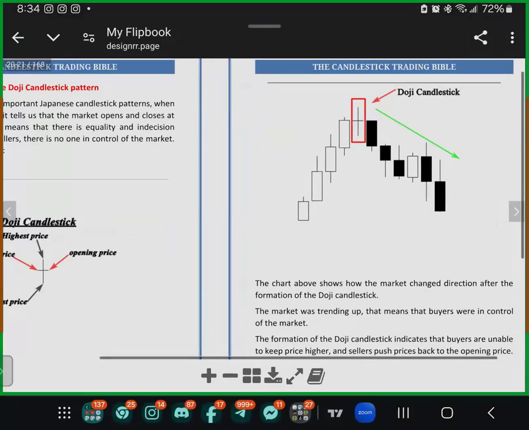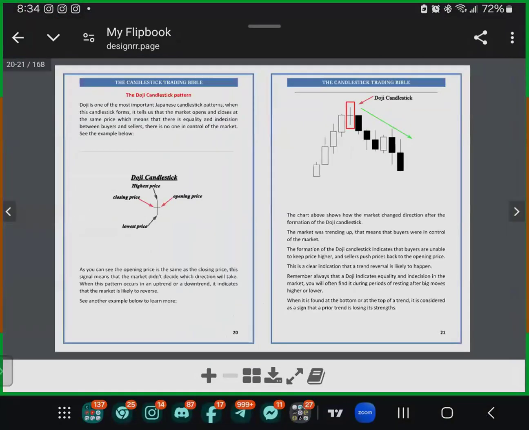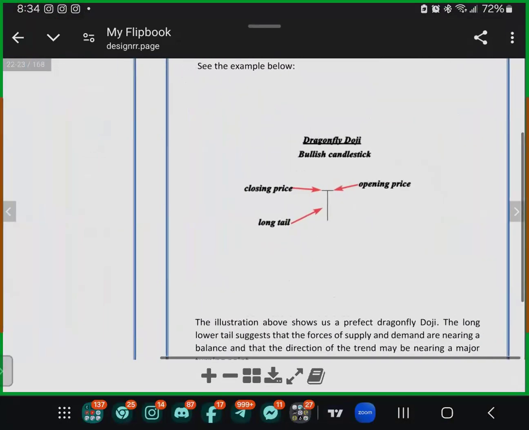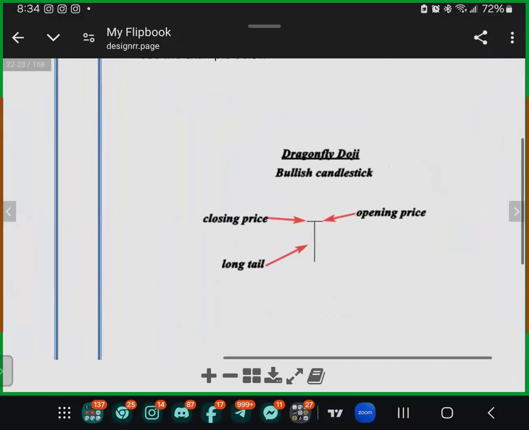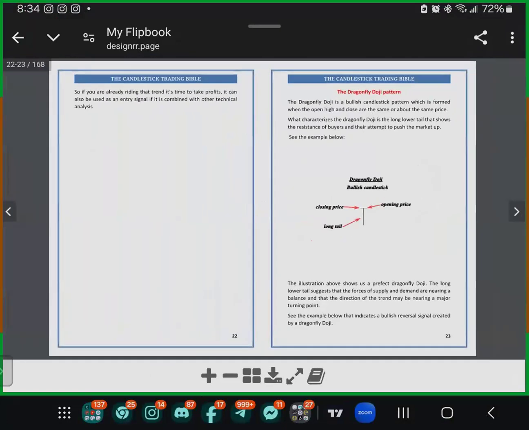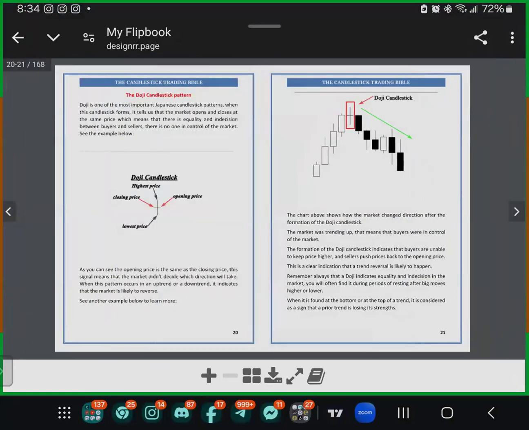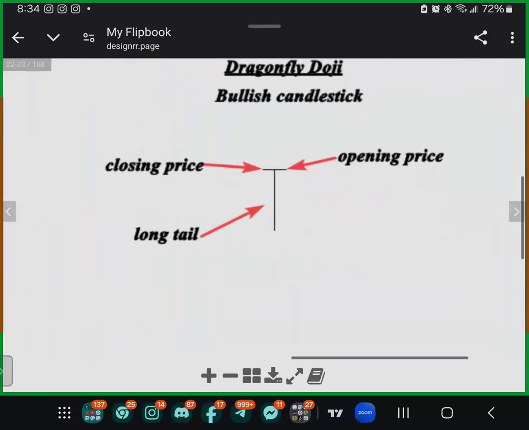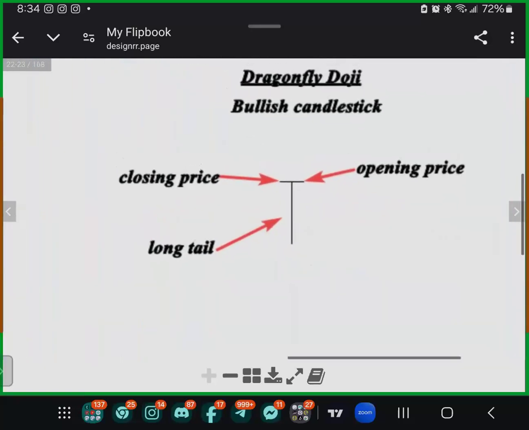So that's an indecision candle, doji. Right here we got a dragon doji. So this was the doji, and this is a dragon doji. The dragon doji has a long tail at the bottom.